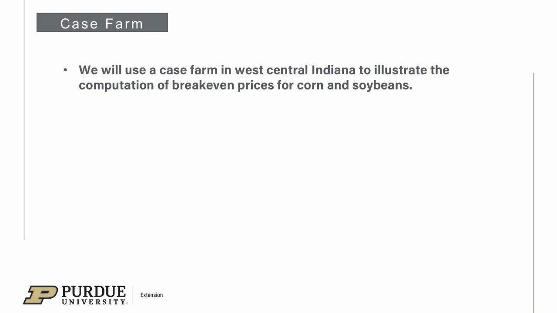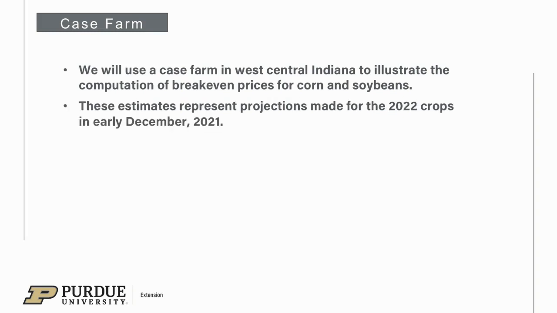We will use a case farm in west central Indiana to illustrate the computation of break-even prices for corn and soybeans. These estimates represent projections made for the '22 crop in early December. If you've been following the input price markets this fall and going into the winter, there's been a lot of volatility and a lot of increase in fertilizer prices and other inputs, and so it's very important to keep in mind that these are December estimates. I update estimates on the Center for Commercial Agriculture website on a fairly regular basis, and so you can look on the center's website for updated projections related to corn and soybeans.